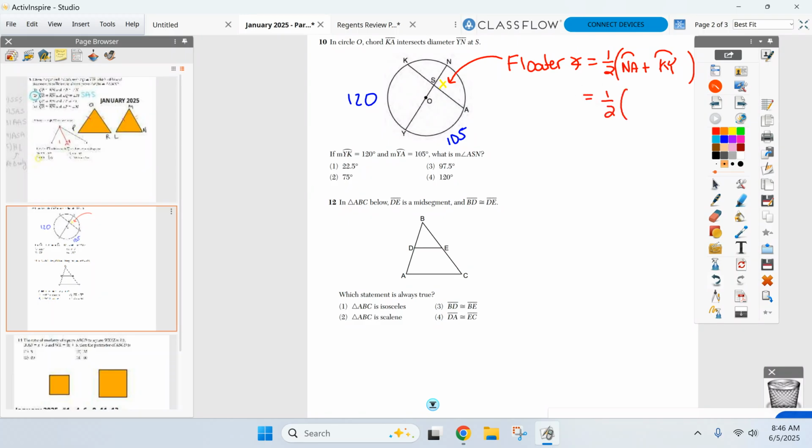So when we do that for this one, I got a problem. NA is not labeled. I sure hope we have enough. I sure hope we can get there, though. There's a lot of other things I have to worry about than finding NA in this problem. What did they tell us YN was? That's a diameter. It creates 2 semicircles, each measuring 180, right? Part of it's 105. Hopefully you can find the other part. 75 for NA. 180 minus 105. And then I already gave you the vertical angle's arc, which is 120.